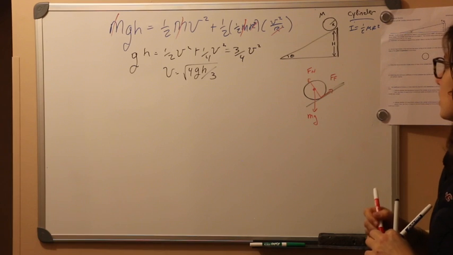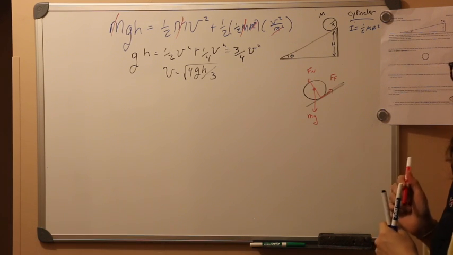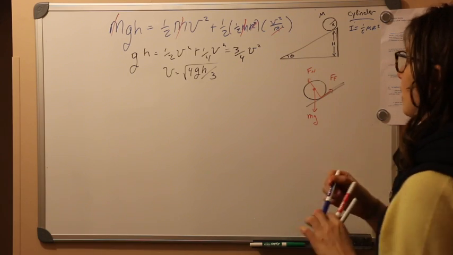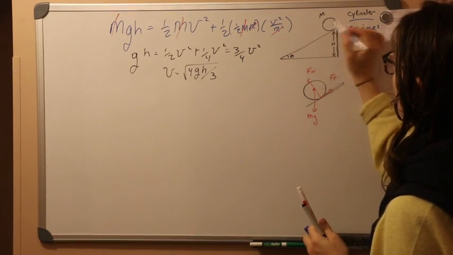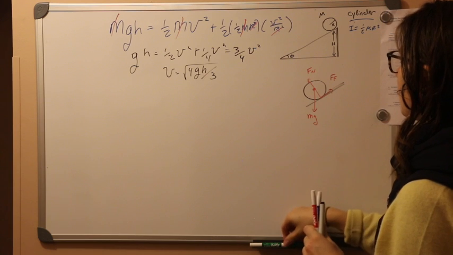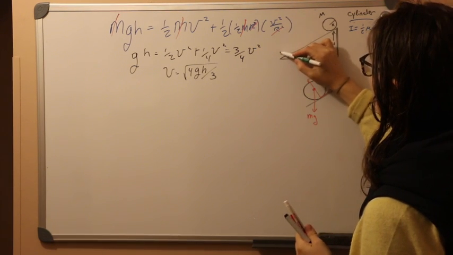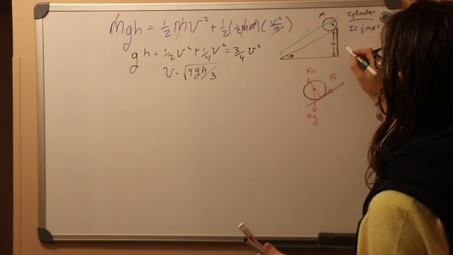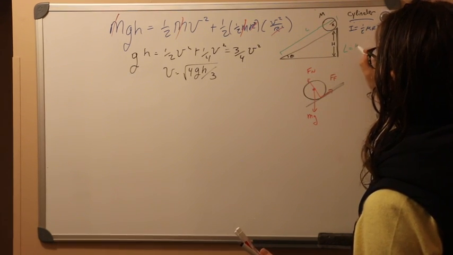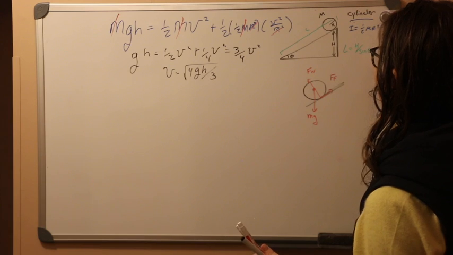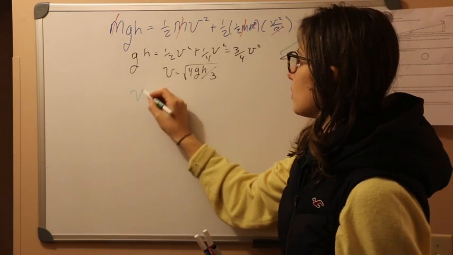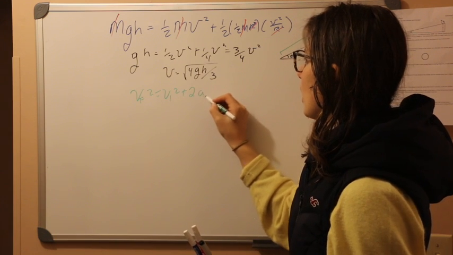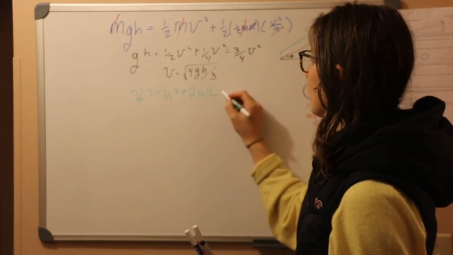Then it says to show that the acceleration of the center of mass down the ramp is 2/3 g sine theta. We already have the velocity at the bottom. We know that our object has traveled along the length of this ramp, this distance here, L. With a little geometry, we can say that L equals h over sine theta. Then we can use our kinematics equation, v final squared equals v initial squared plus 2a, and then the length of the ramp, L.